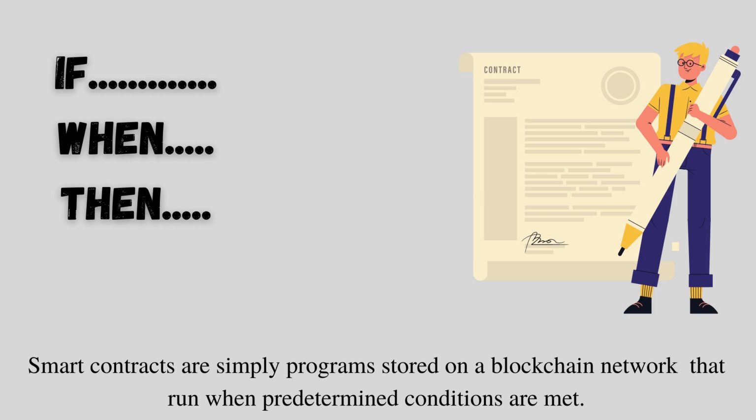Now let's see the perfect definition of smart contracts. Smart contracts are simply programs stored on a blockchain network that execute when a predefined condition is met. They work by following simple if, when, then statements that are written into code on a blockchain. Every smart contract has its own address in the blockchain.